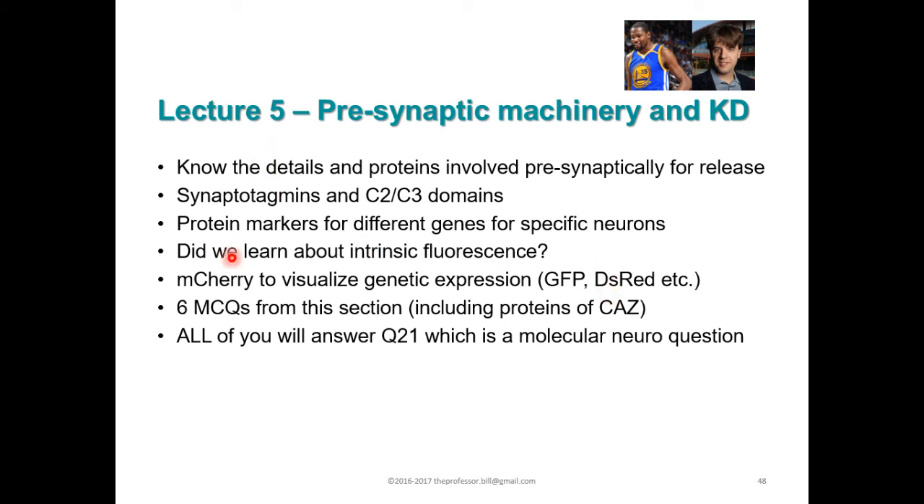So again, from lecture 5, you get 6 multiple choice test questions. One of those involves proteins of the presynaptic machinery that allows you to release, as well as the CAZ. What is the CAZ? The cytomatrix active zone, so again, a presynaptic designation. Again, all of you will answer question 21, which is a pure molecular question to make sure that you understand how to draw a construct, how to go back and verify a construct, tell me about different viruses, etc. Andy?